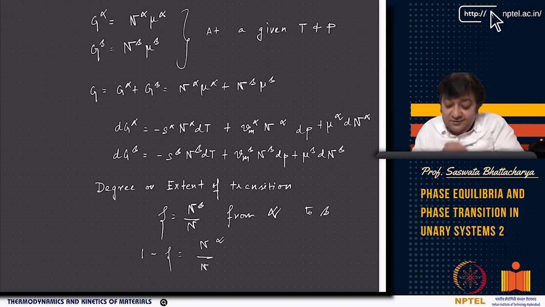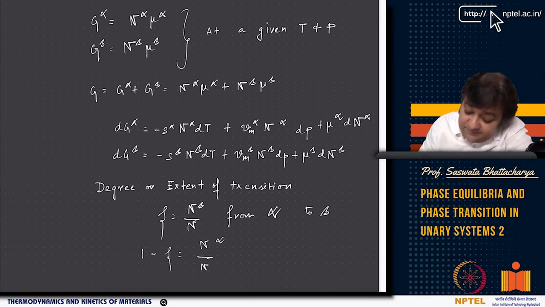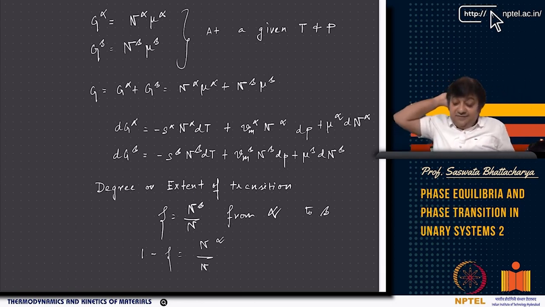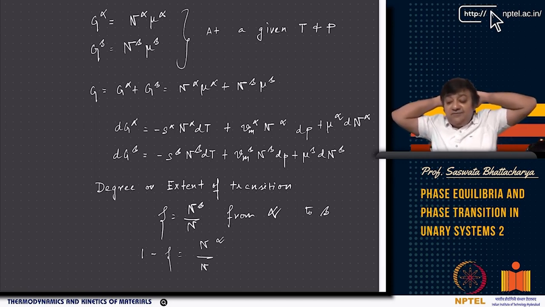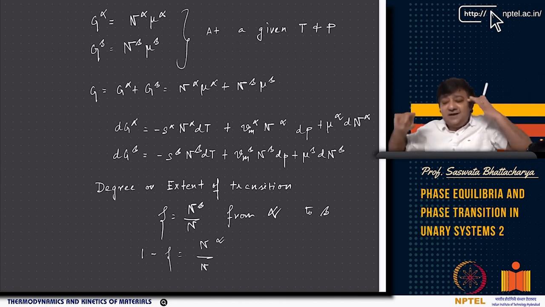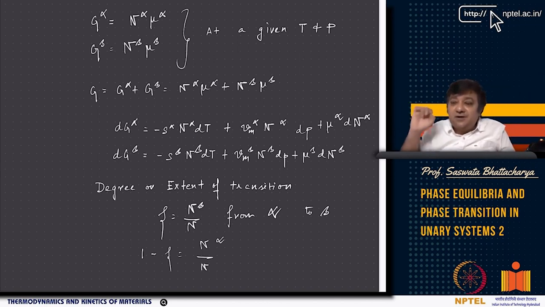So, dG alpha is minus S alpha, again this is the molar entropy, so the molar entropy of the alpha phase times the amount of alpha phase times dT, plus Vm alpha n alpha dP, plus mu alpha dn alpha, right? Please note that this n alpha does not denote a component but the amount of phase alpha present in the system. Similarly, I can write for dG beta, which is minus S beta n beta dT plus Vm beta n beta dP plus mu beta dn beta.